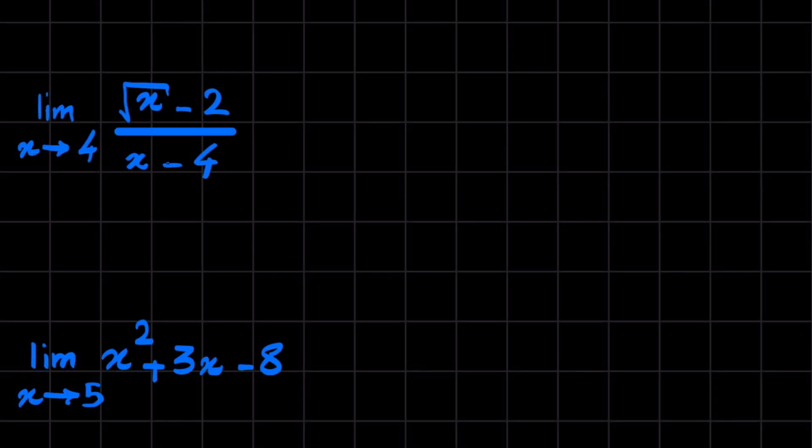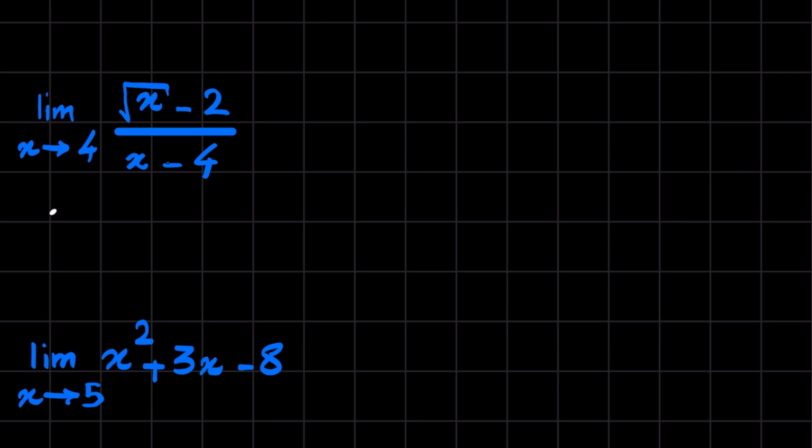So for the next example, we're going to see the limit of square root of x minus 2 over x minus 4 as x approaches 4. And the answer is going to be 0 over 0, which is going to be undefined. So if we could find a way to rewrite x minus 4, we could see that.